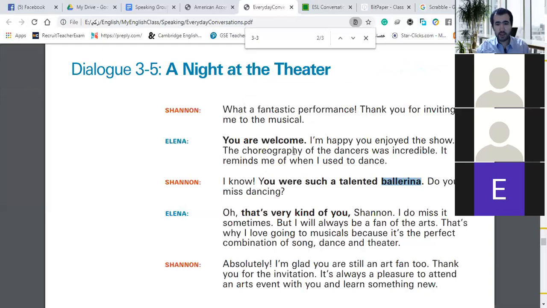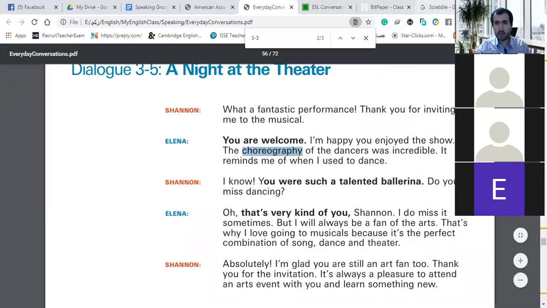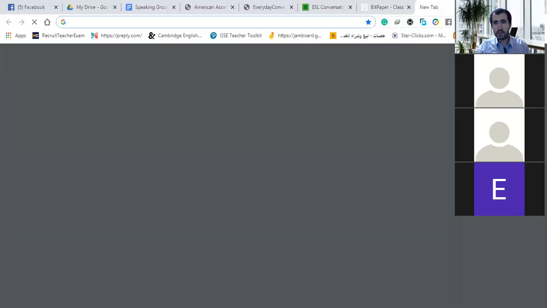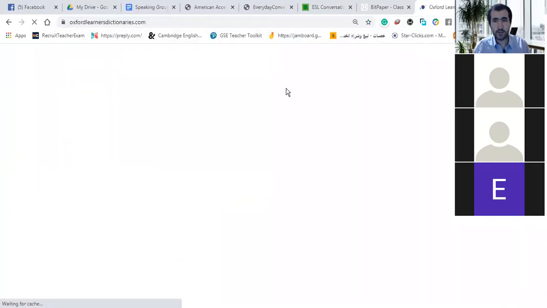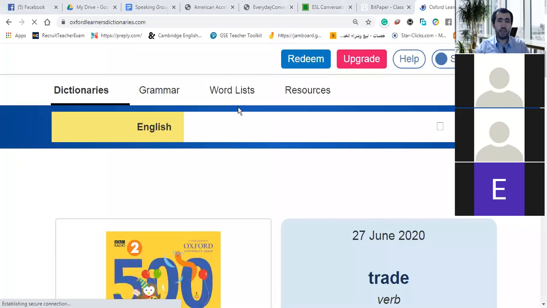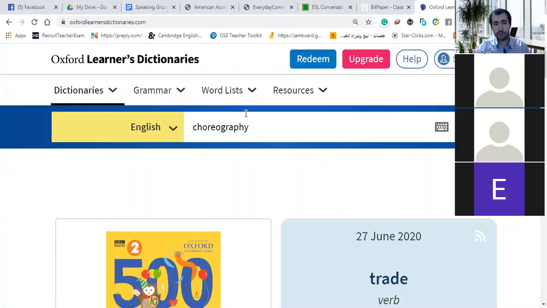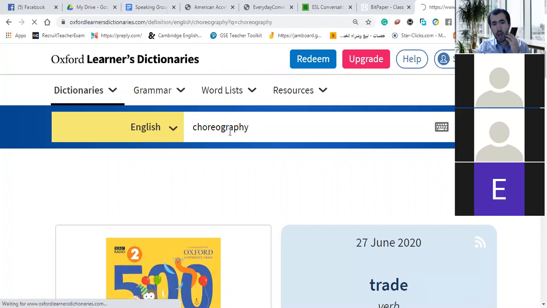Let's see the pronunciation of that word in the dictionary. The ch in English has two pronunciations, either ch or k. I think it is k. Choreography. Choreography. Yeah, there's no problem with the word graphy.